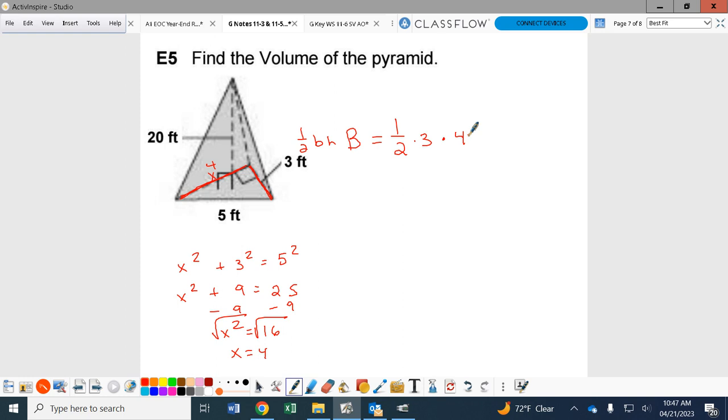I put the thing in it, Robert. 1/2 times 3 times 4. So when we do that, what's that give you?